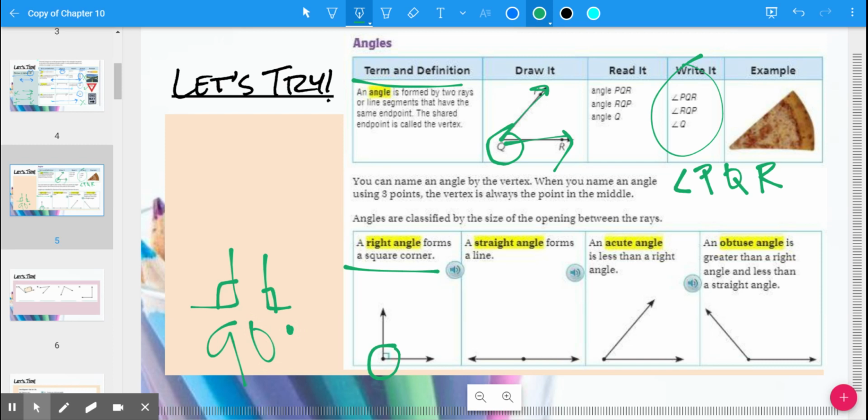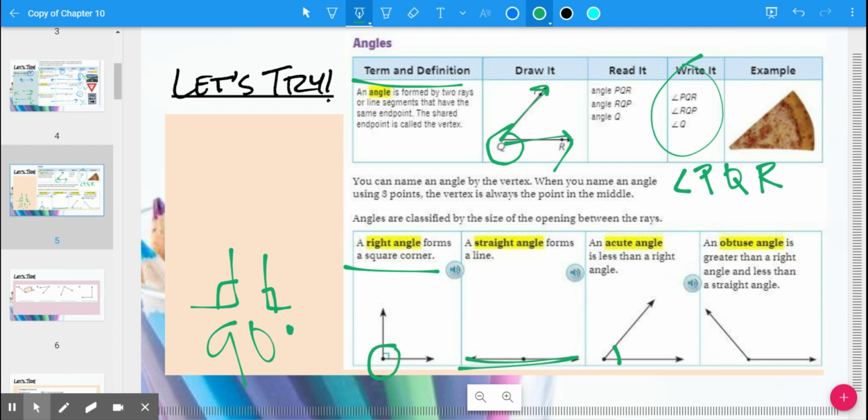A straight angle should be real easy to remember because guess what, guys? It's just straight. An acute angle is going to be a little cute angle. The angle inside is going to be small, meaning that it's going to be less than 90 degrees. So it's going to be a little tiny, almost closed, less than 90 angle.